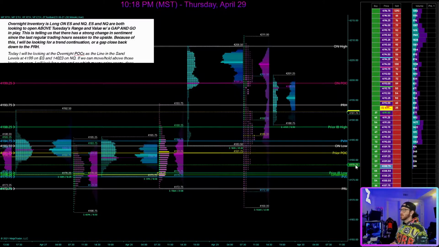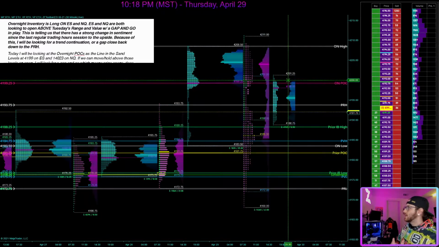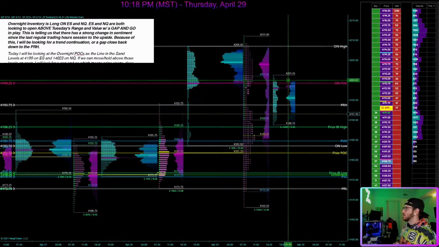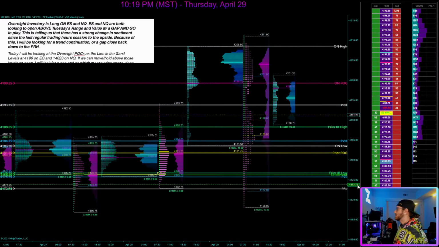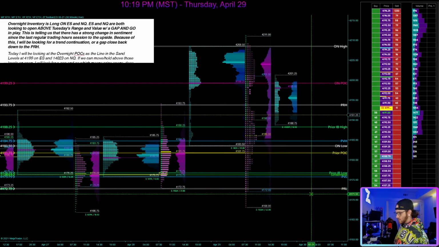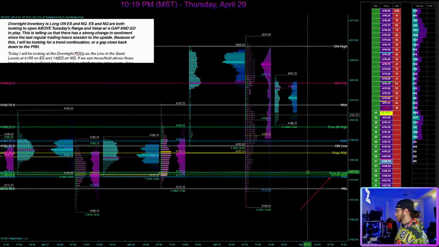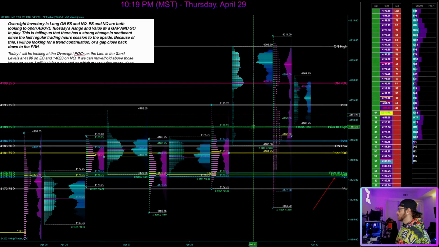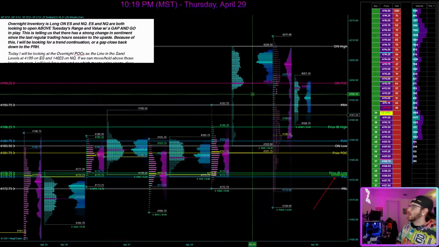So overnight inventory was long on ES and NQ. That means that the entire overnight session, or the entire collection of trading activity, if you will, that took place outside of regular trading hours session, was above the settlement price from the previous RTH session, right? So overnight inventory was 100% long, and we actually opened with a gap.